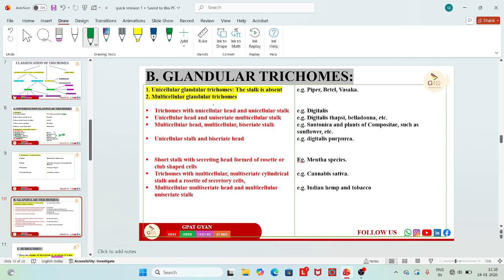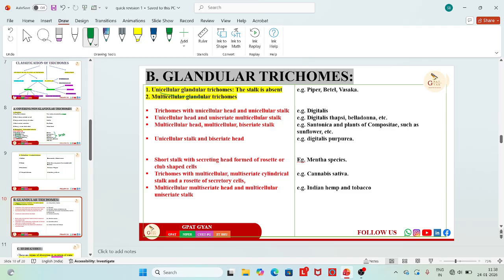Next is the glandular trichomes. Glandular trichomes are the unicellular glandular and the multicellular glandular trichome. These are very complicated, and I have not seen any question coming from there. So we will cover that, but if you can, then you can cover that. Unicellular glandular trichome is for Piper betel and Vasaka. And for the multicellular glandular trichome, there is unicellular head, unicellular stalk; unicellular head, uniseriate multicellular stalk. These are the examples. Mostly digitalis.